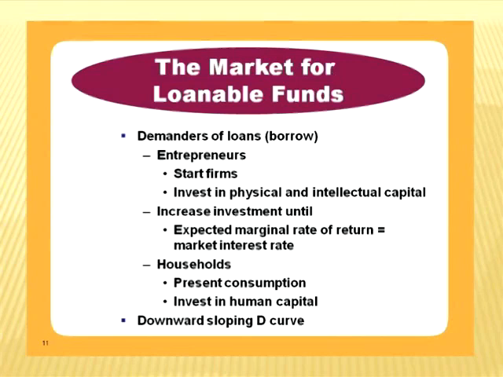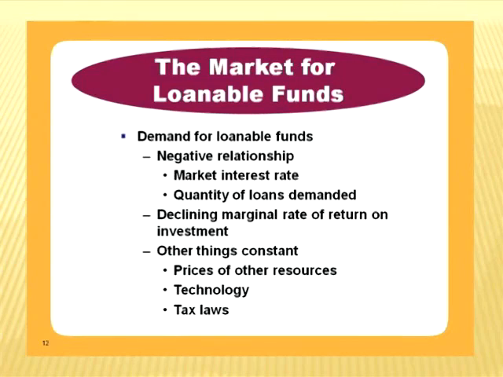The suppliers are households which are willing to forego present consumption and invest that consumption for later use. And so the demand for loanable funds is a negative relationship and the supply is a positive relationship. Now, this, of course, as always, means that we're going to hold all of the other important things constant.